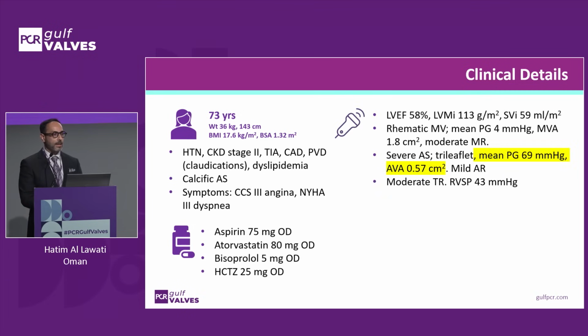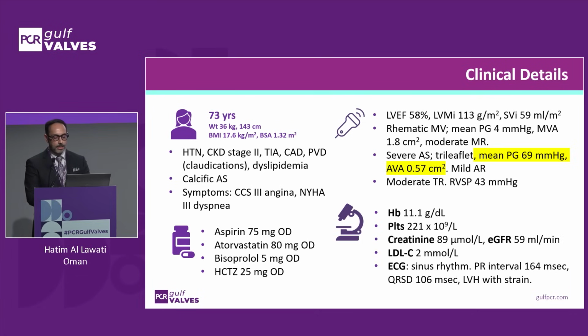Her echocardiogram at our center revealed a preserved LV systolic function with an LV ejection fraction of 58%. The aortic valve was heavily calcified, trileaflet, with a mean gradient of almost 70 millimeters of mercury and an aortic valve area of 0.57 centimeters squared. She, in addition, had moderate mitral regurg, moderate tricuspid regurg, and mild pulmonary hypertension. The rest of her lab investigations were unremarkable. Her electrocardiogram revealed sinus rhythm with normal AV conduction time and QRS duration.